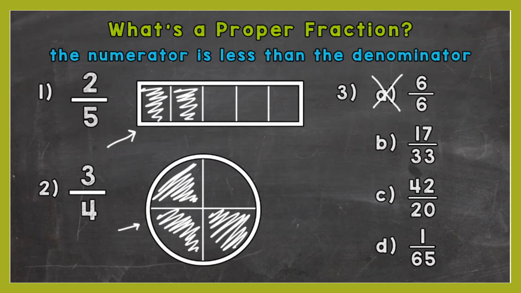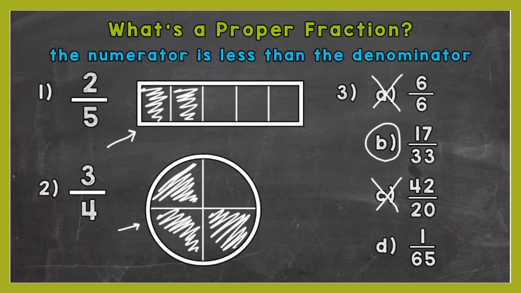B, we have 17 over 33. So our numerator is less than the denominator. Therefore, we have a fraction that has a value less than a whole, and it's a proper fraction. So B is a proper fraction. C, we have a numerator that's greater than the denominator. So that's what we call an improper fraction. So C would not be proper.